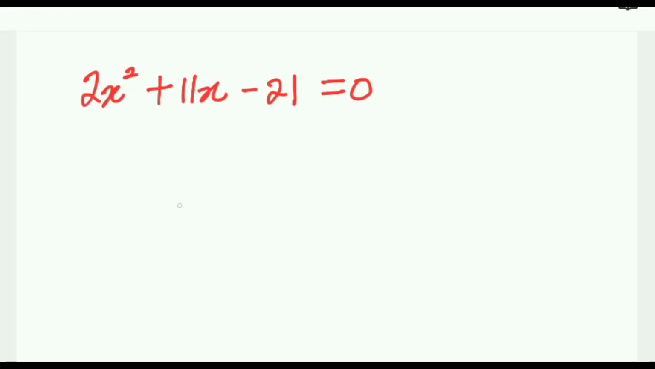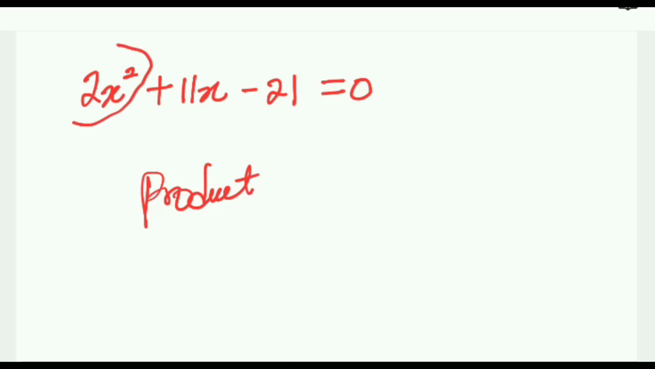2x squared plus 11x minus 21 equals 0. We're solving this using the factorization method. And so the first thing to do is to get the product of the quadratic term and the constant term.